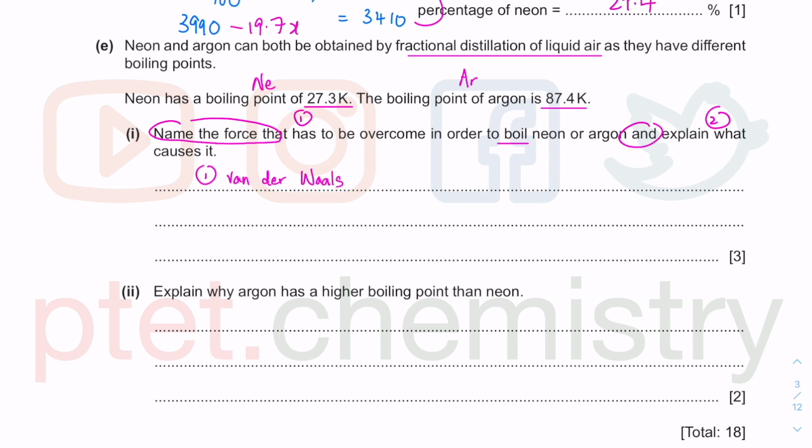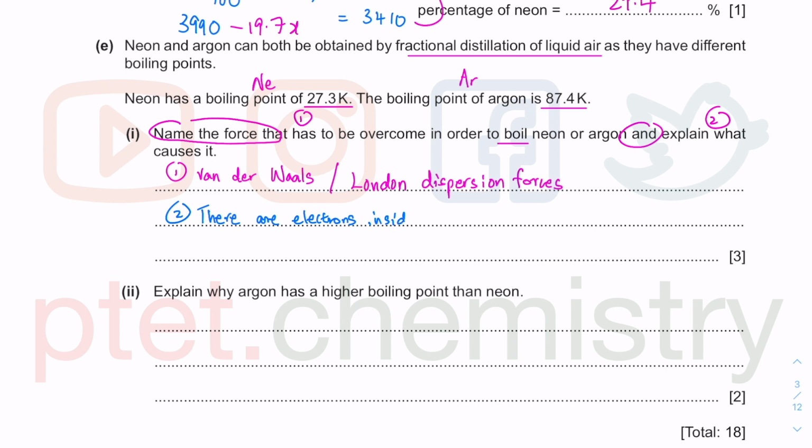In the new syllabus, the 2022 new syllabus, they have changed these, not really renamed, they just added a few things. You can call them London dispersion forces, or instantaneous dipoles, or temporary dipoles. They all mean roughly the same thing. Explain what causes it. So there are electrons inside the atom. So we're talking about the monoatomic noble gases, and then this induces temporary dipoles.